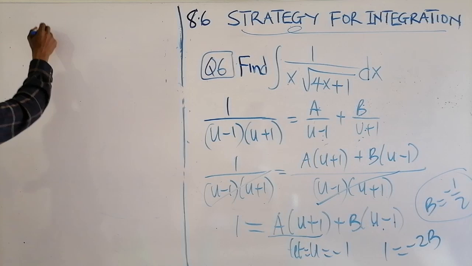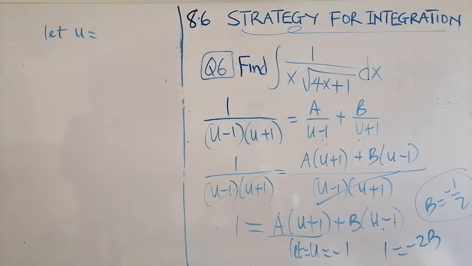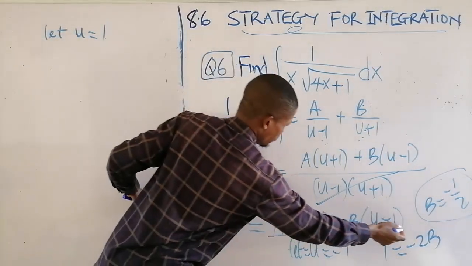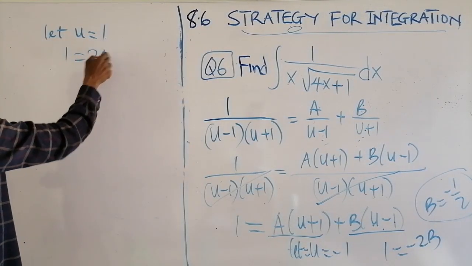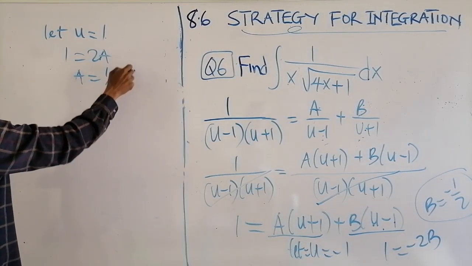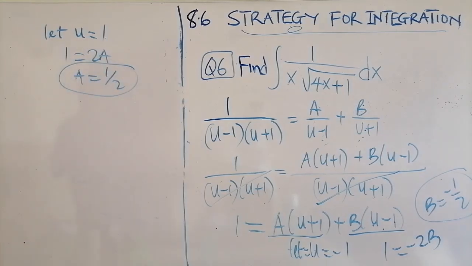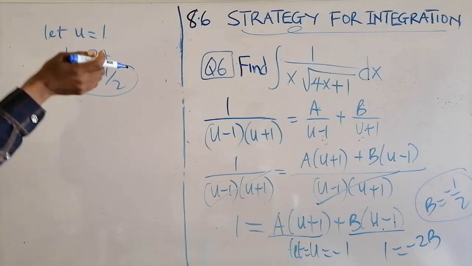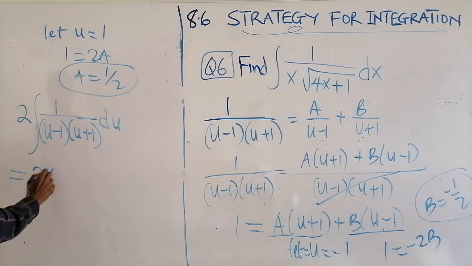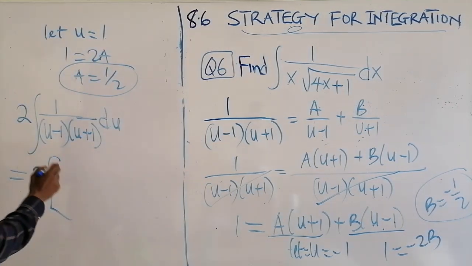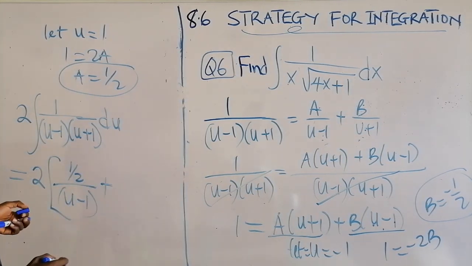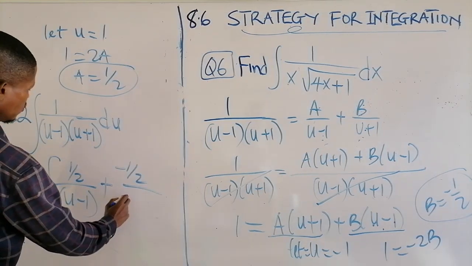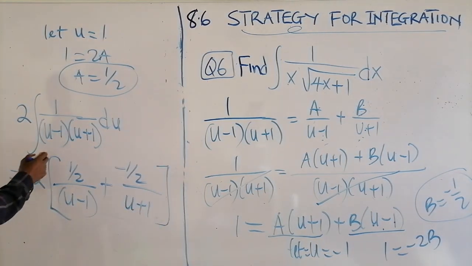So also let U be 1. If U is 1, this expression for b will cancel, then we can get a. And that will be 1 equal to 2a. So a is 1 over 2. So we've gotten all the constants, we've gotten a, we've gotten b. So therefore we can go back to where we stopped, and that will be equal to 2 times, my a is 1 over 2, all over U minus 1, plus my b, which is minus half, over U plus 1. And don't forget your integral.